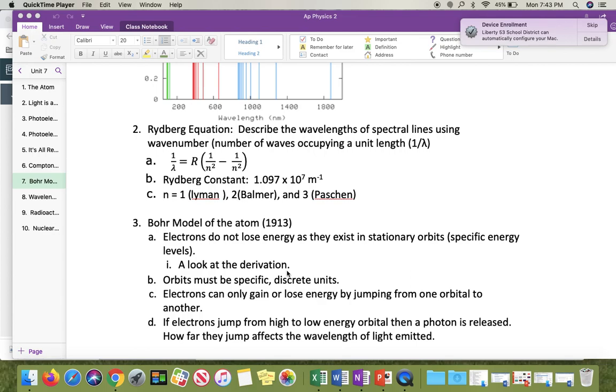All right, so here's what I did. On Canvas, I placed a derivation of this on a piece of paper for you guys to go through and look at. The reason I wanted you to do this is we're going to be getting into these orbitals in a little bit, with the amount of energy that the electrons have.